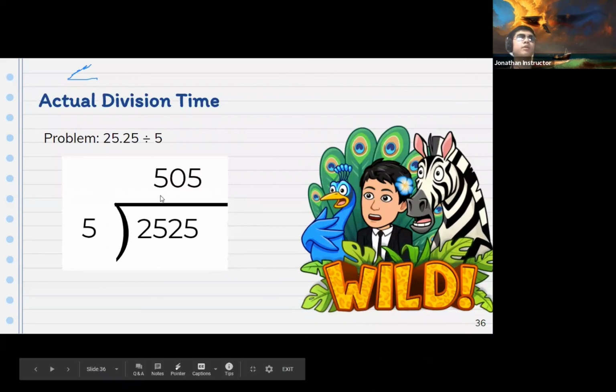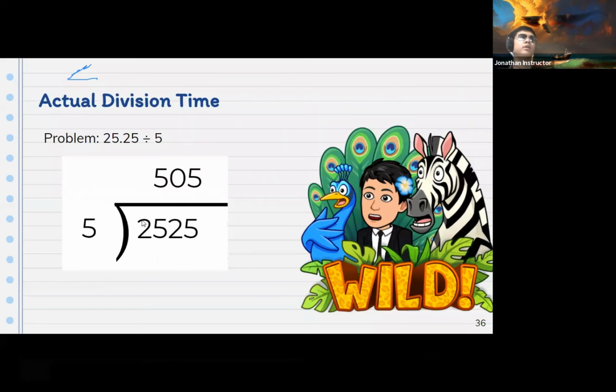So we have 5, and then 0, 5, right? When you divide 225 by 5, you're going to put a 4 here because you can't divide 2 by 5, and then you move on to the next number. Same thing here, 505. That's our answer. And then we put the decimal back.